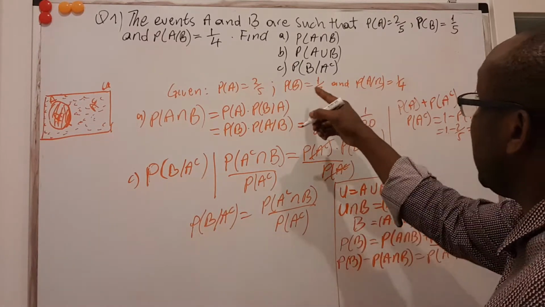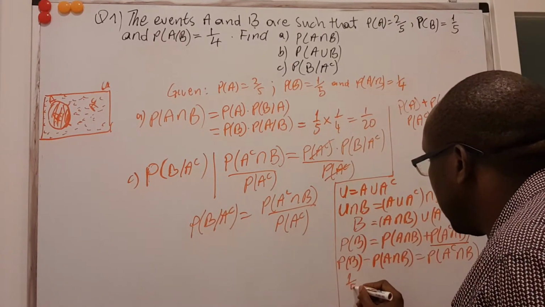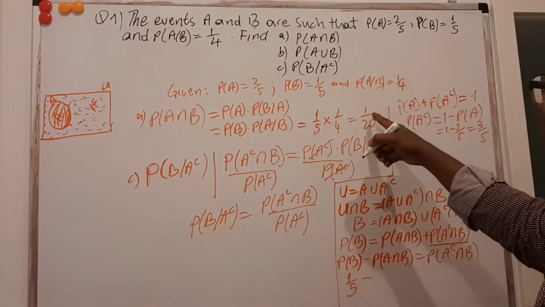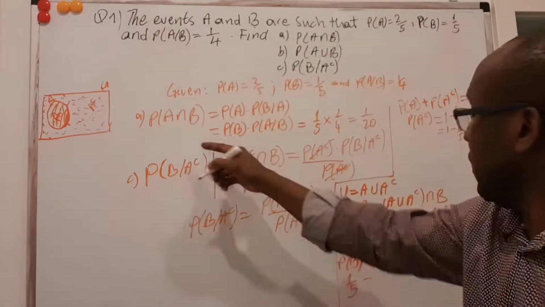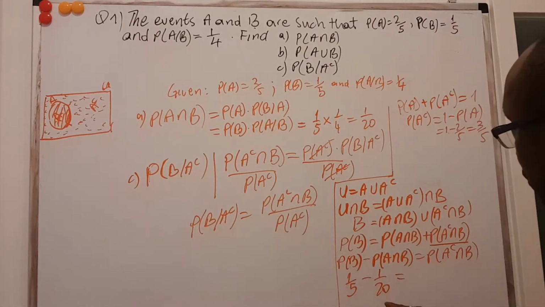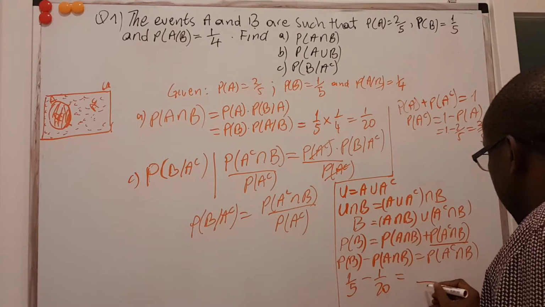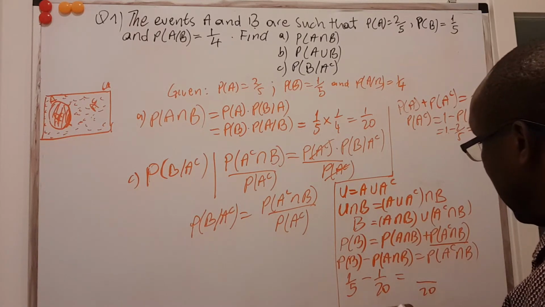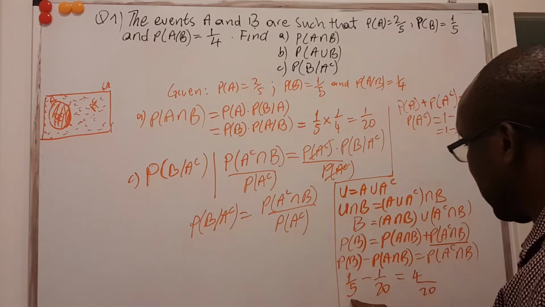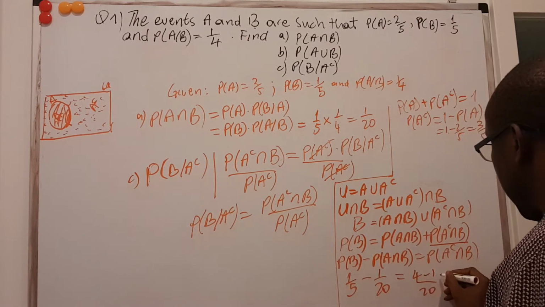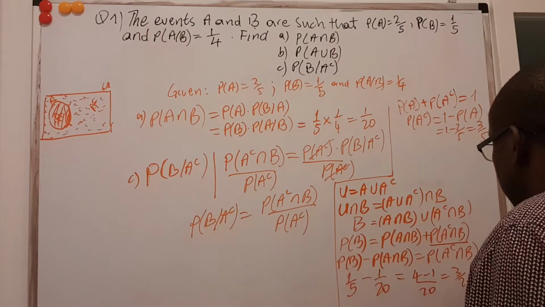So my P of B is 1/5 minus P of A intersection B, that is 1 on 20. And that's equal to, we have the same idea again. 20 is the denominator here for our lowest common multiple. And that's going to be 4. So 20 divided by 5, 20 by 5 is 4. 4 times 1 is 4. Minus 1. And that's 3 on 20.